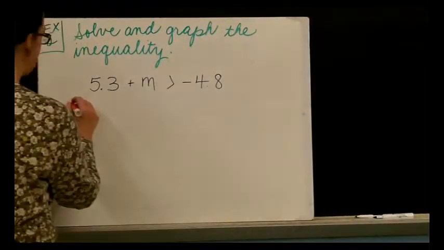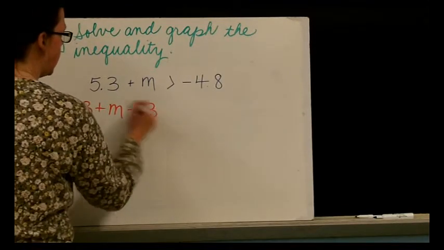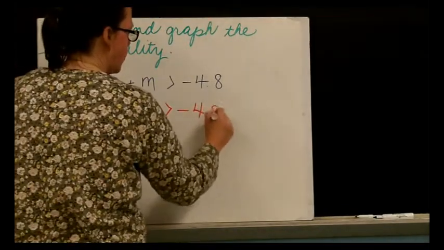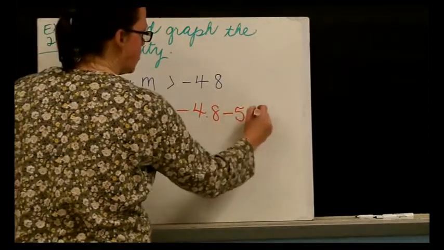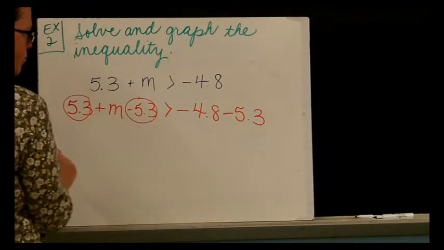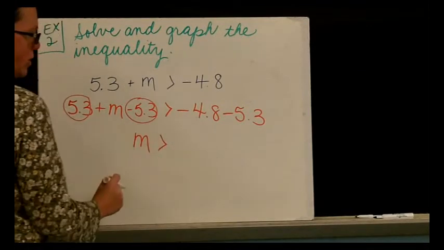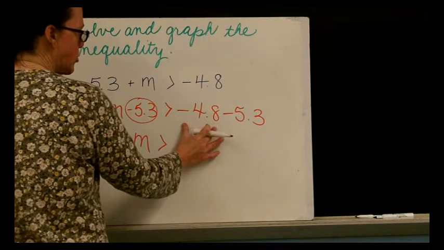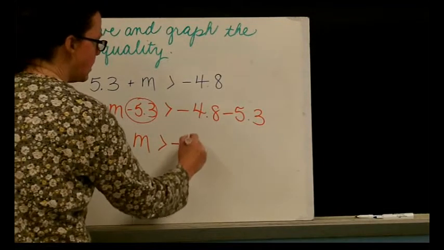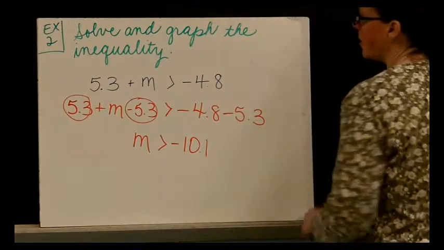So we are going to write our expression, and this time apply our negative 5.3 is greater than negative 4.8, negative 5.3. The positive 5.3 and the negative 5.3 make a 0. That leaves us with an m. M is greater than. Now we combine our terms, a negative 4.8 and a negative 5.3 together make a negative 10.1.